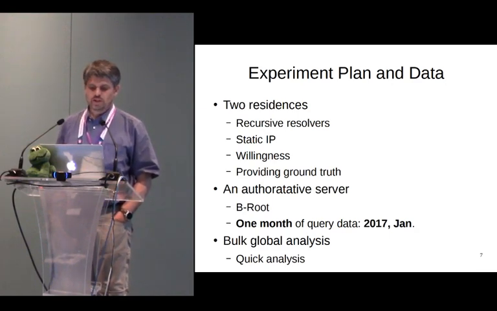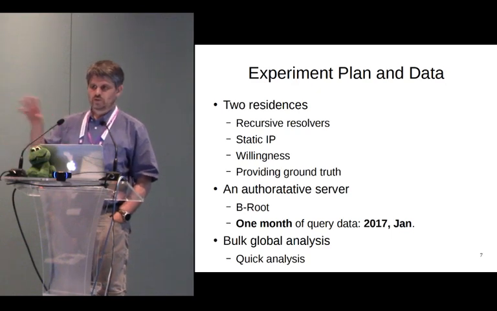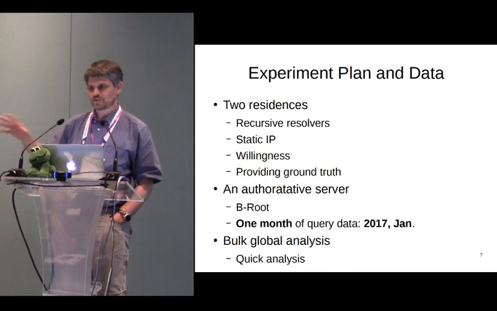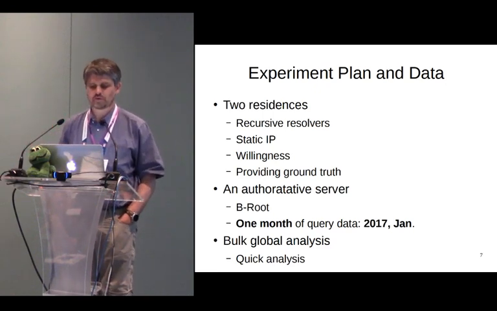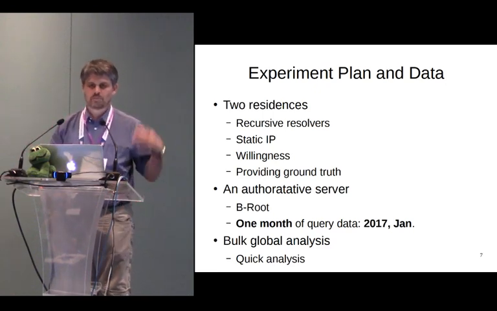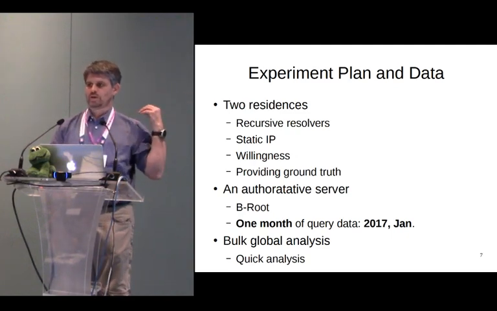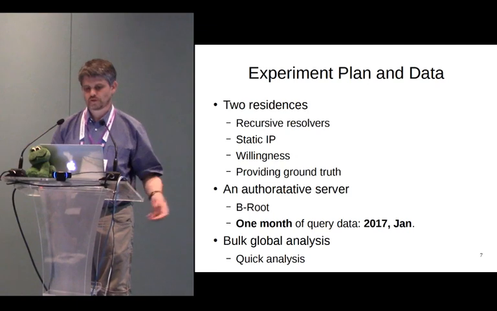So we did it between each of our houses, each of our static addresses, and B-Root, and I chose B-Root because we control both ends of the equation, so there were no privacy concerns at all in that case. And then I did some bulk global analysis. I didn't go deep diving into every single query. I wanted to see what I could do by looking for special things.